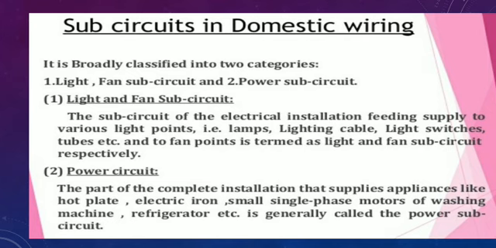Now come to the power circuit, the part of the complete installation that supplies appliances like a hot plate, electric iron, a small single phase motor of a washing machine, and refrigerator, which is generally called the power sub circuit. So fridge, washing machine, mixie, microwave oven, the circuit used for all these points is what we call the power circuit.